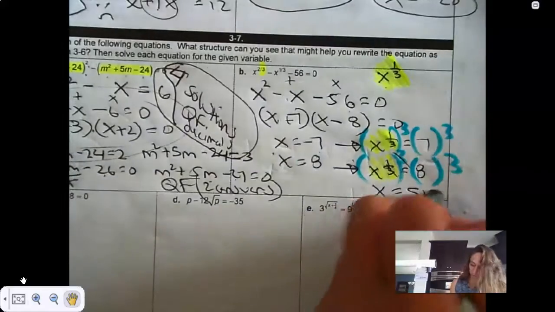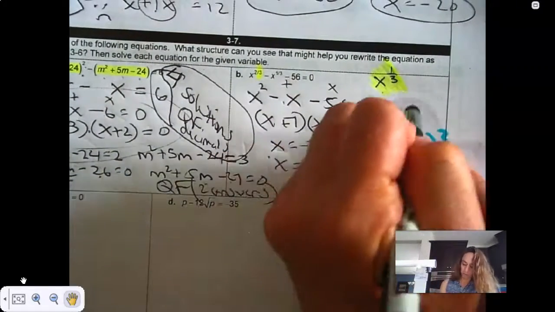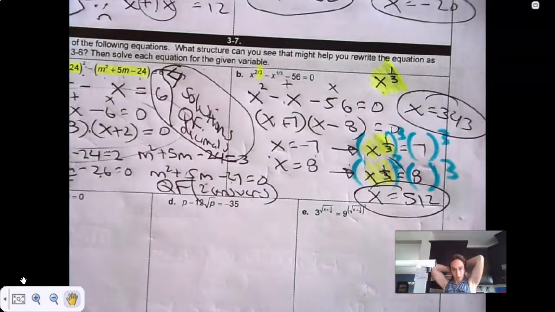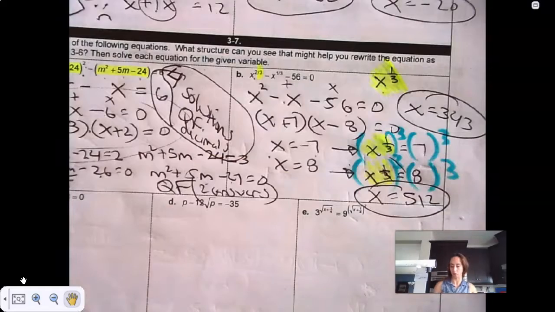512. And then 7 cubed is 343. And some of you go, how the heck do I check it? Well, you could take 343. Let me do it because I can't help myself. I'll check one of them.